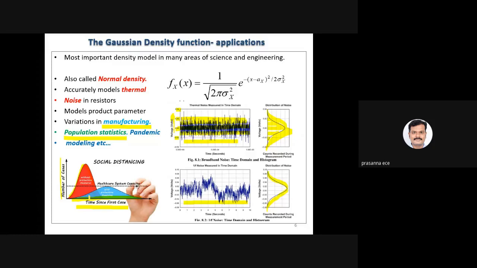Whenever you do population studies, again you will encounter a lot of Gaussian curves. Whatever curve we are seeing here is also a Gaussian curve. The Gaussian curve models various things in real life. This is a very important function which models a lot of real life phenomena. We can even say that it is modeling the pandemic. So this is the importance of the Gaussian density function.